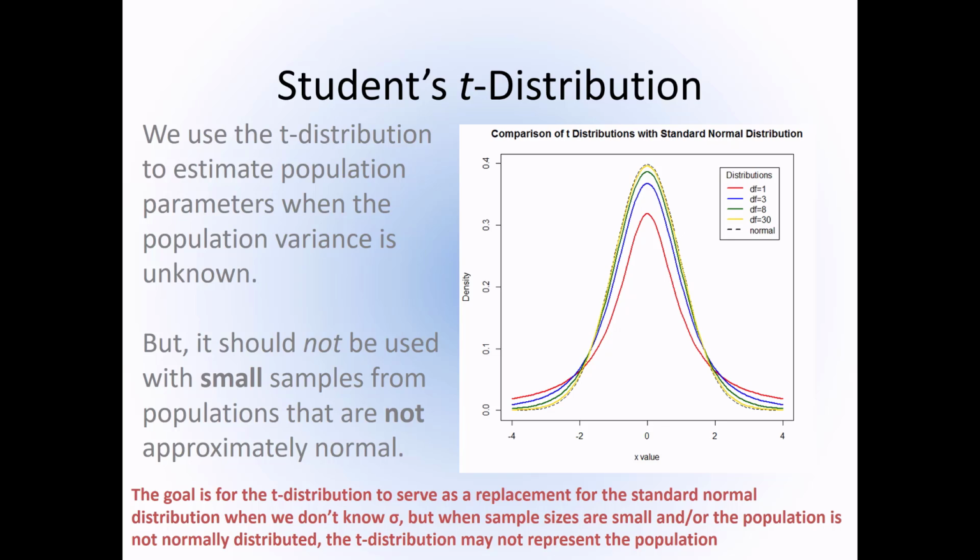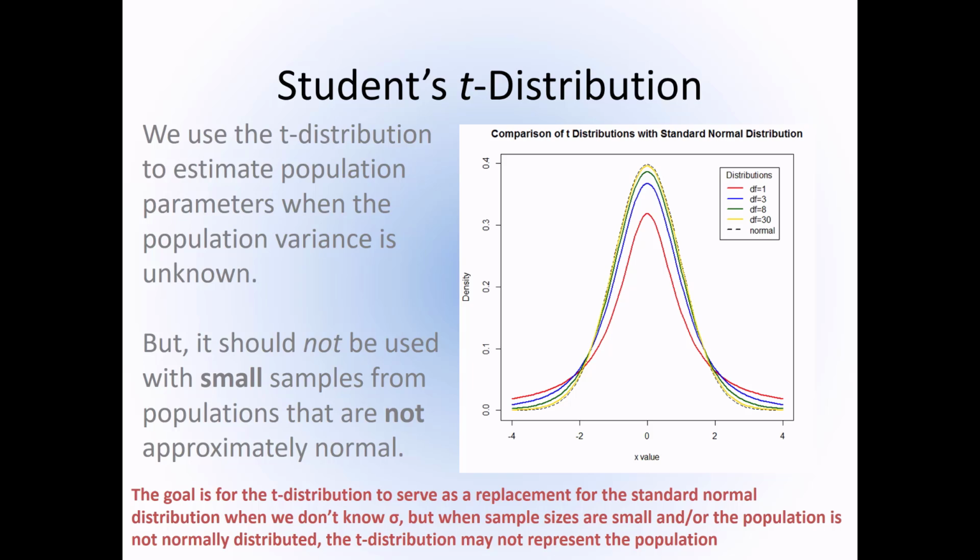And the reason that we want to avoid using the t-distribution when our sample size is small is that as our sample size decreases, we tend to see more variability in the data, which is what we would expect based on the central limit theorem. And so with smaller sample sizes, we tend to see deviations from normality, and in turn, this leads us to potentially make inferences which are inappropriate.